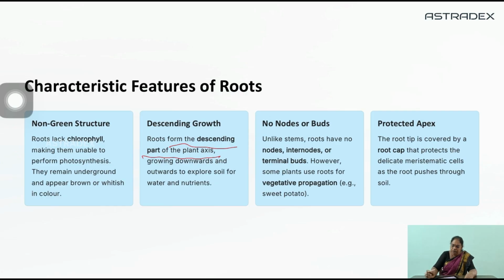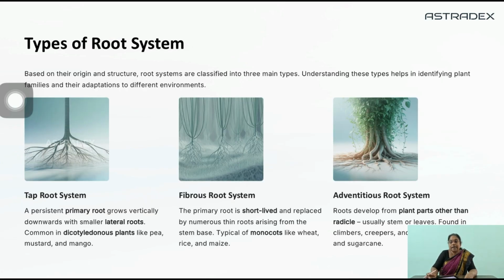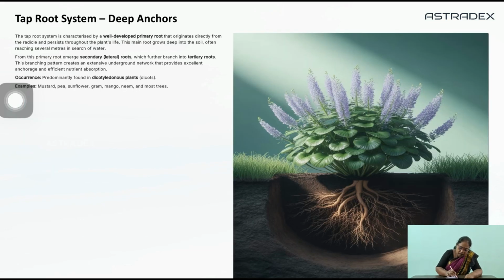Types of root system. There are mainly two types of root system: tap root system and fibrous root system. And then another special root system is called adventitious root system. First, tap root system.